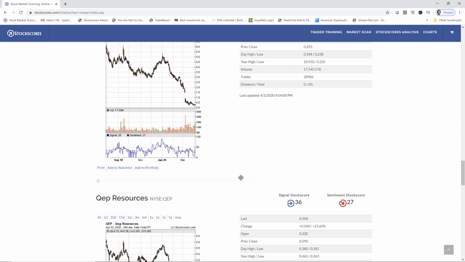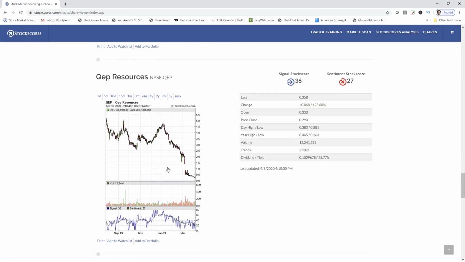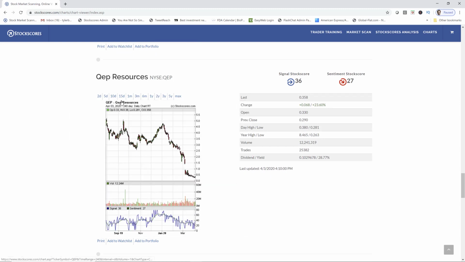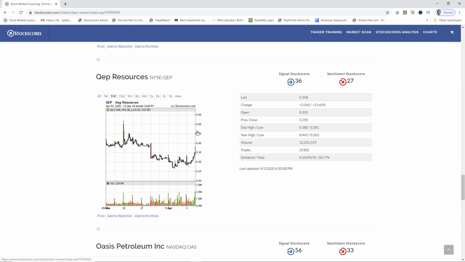Now, when I see something that I think has some potential, I'll zoom in on it, make it a little bit larger chart. If I think the daily looks okay, then I will change it to a 10-day chart and look for that pattern that I talked about at the top of the video, which is a break of the downward trend line from a rising bottom. And you see that we had that on QEP. Volume has been increasing, which means it's under some accumulation. So this is good.